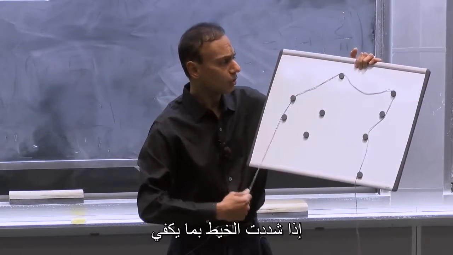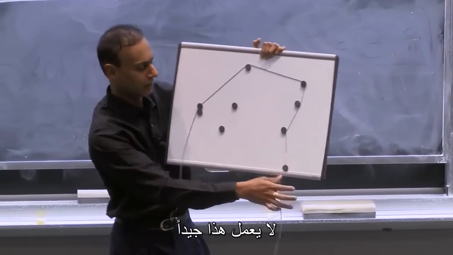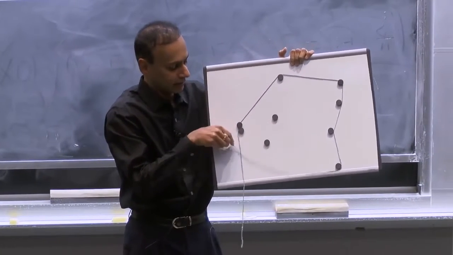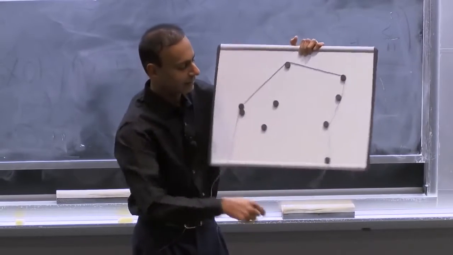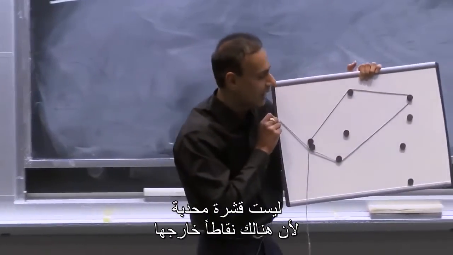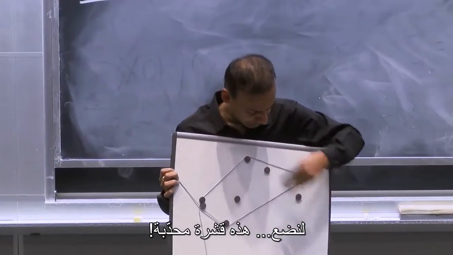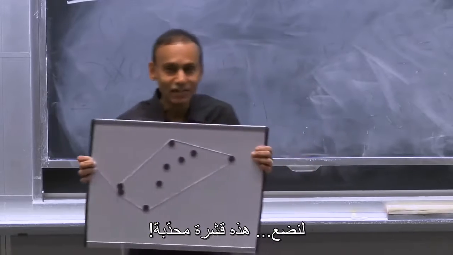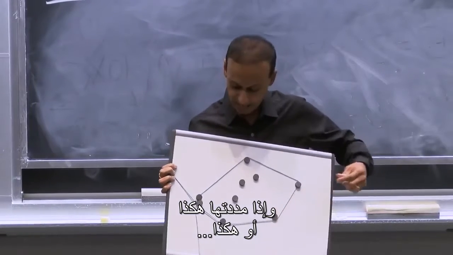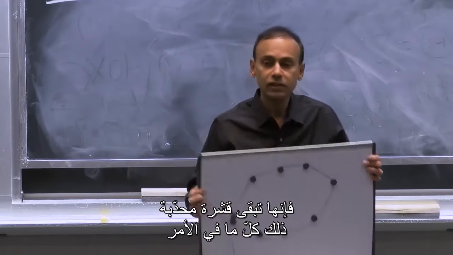Okay? So what I have here, if I make this string taut enough, this is not working out so well, but I think you get the picture. All right, so that's not a convex hull. Okay? This is not a convex hull for the reason that I have a bunch of points outside of the hull. That is a convex hull. Okay? And now if I start stretching like that, or like this, or like that, that's still a convex hull. Okay? So that's the game.